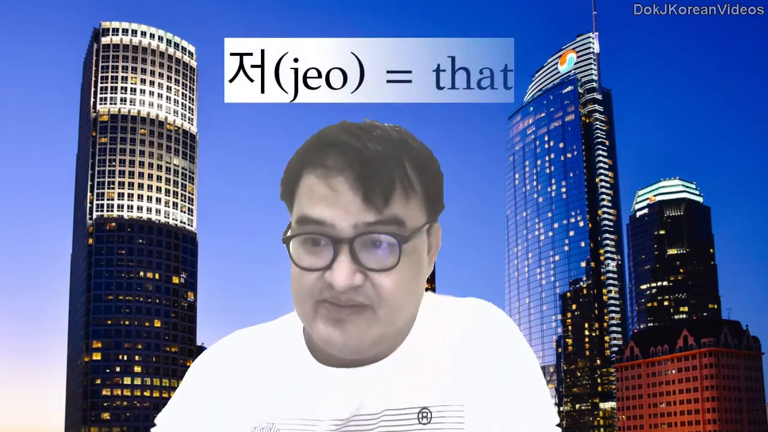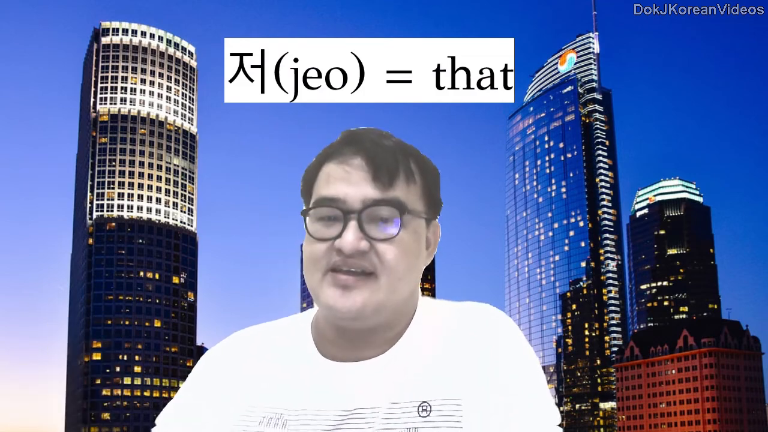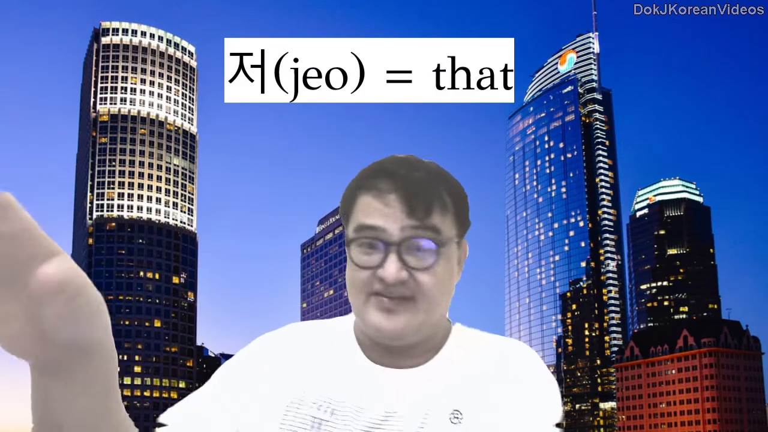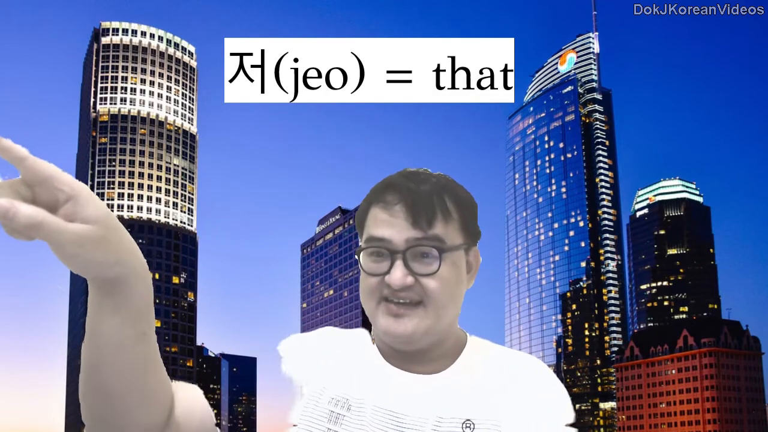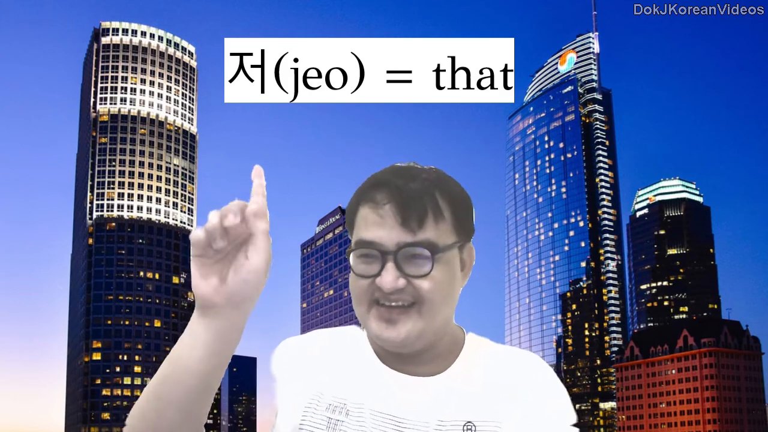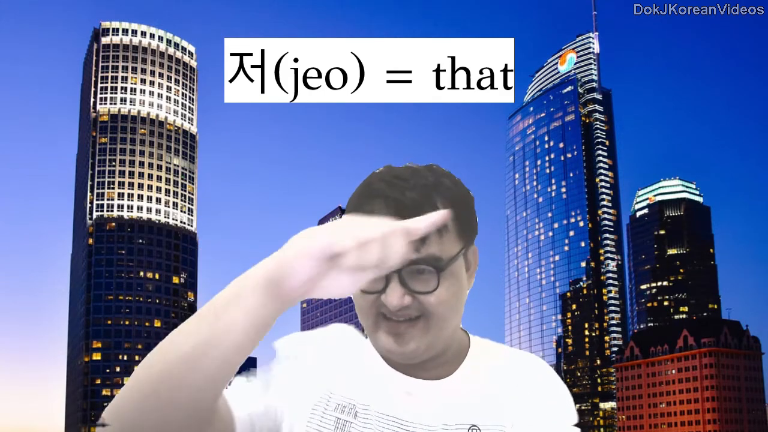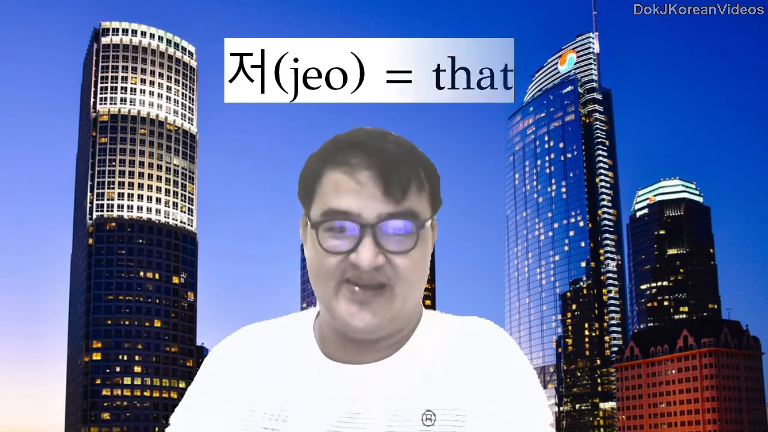How about the word jo? We use jo when we're talking about something that we can see but is far away. We cannot touch it because it's too far away. For example, that building over there. So this is the word jo. It's the same idea as in English, or as with E, which we already learned.